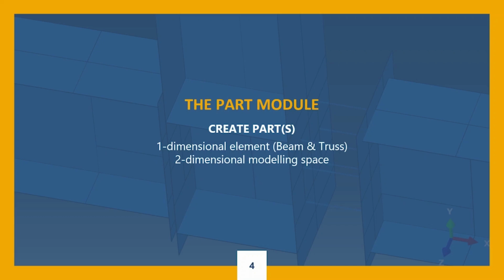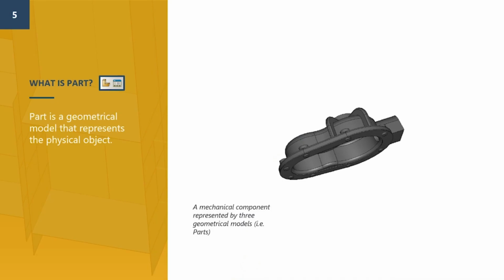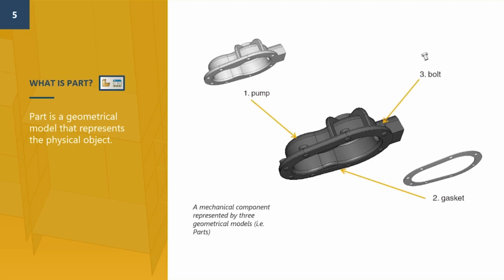In this module, we're going to create a part using 1D elements in a 2D space. So, what is a part? In ABAQUS, a part is a geometrical model that represents the physical object. For example, let's say we have a mechanical component here. To model this component, we need to create three parts that represent the real thing. Namely, the pump, the gasket and the bolt.